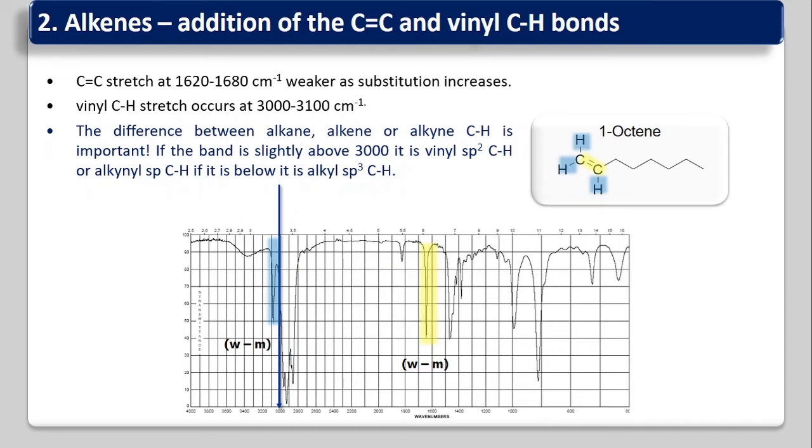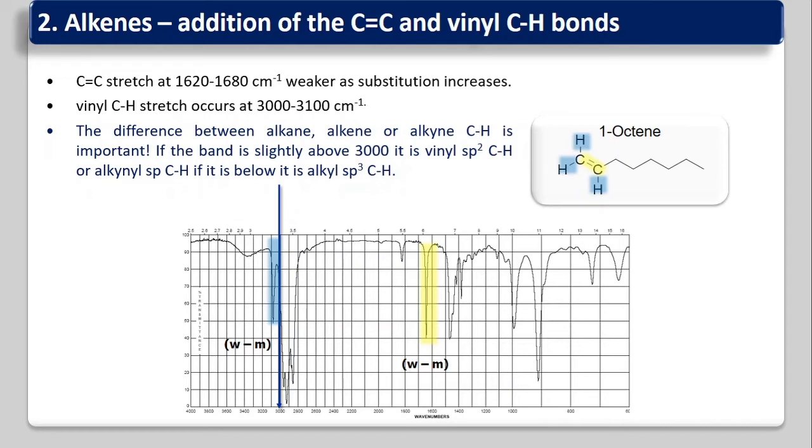The difference between alkane and alkene or alkyne CH is more important. If the band is slightly above 3000, it is vinyl, that is sp2 CH, or alkynyl sp CH. If it is below 3000, then it is an sp3 hybridized carbon-H bond. So this is the most important thing. If that is more than 3000, it may be triple bonded carbon H or double bonded carbon H. If that is slightly less than 3000, then it is an sp3 carbon-H bond.